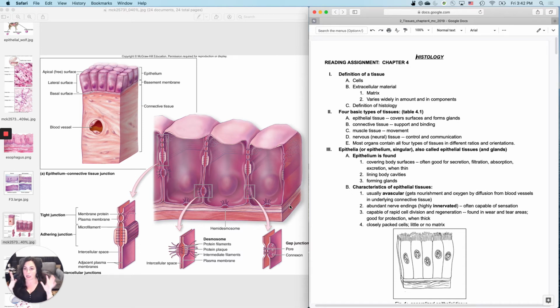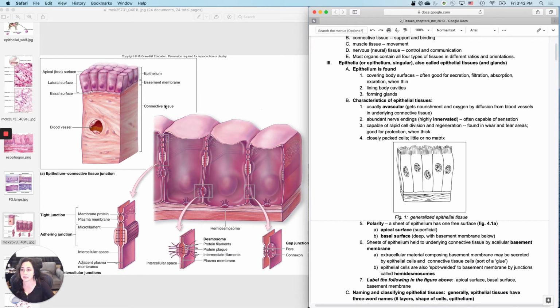It has touch, temperature, pressure, and pain receptors. It's a really, really good place to have rich innervation at the boundaries between you and the external environment. So that's a good way to think about why and how and what it's for, the innervation that comes with epithelial tissues.